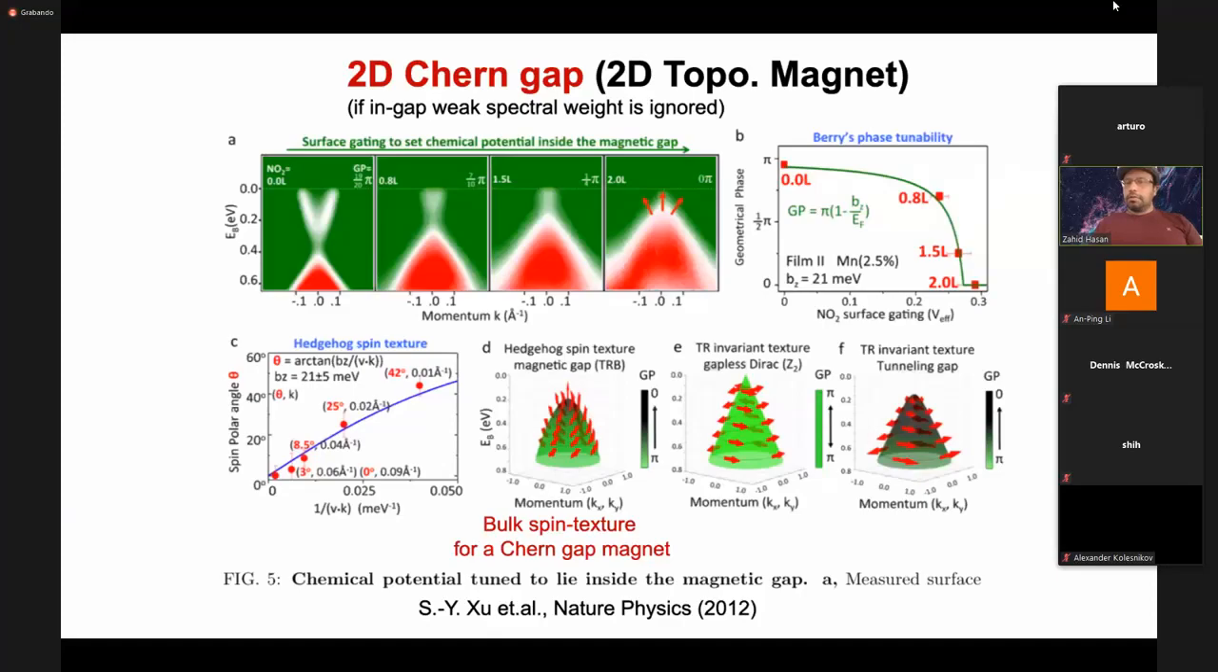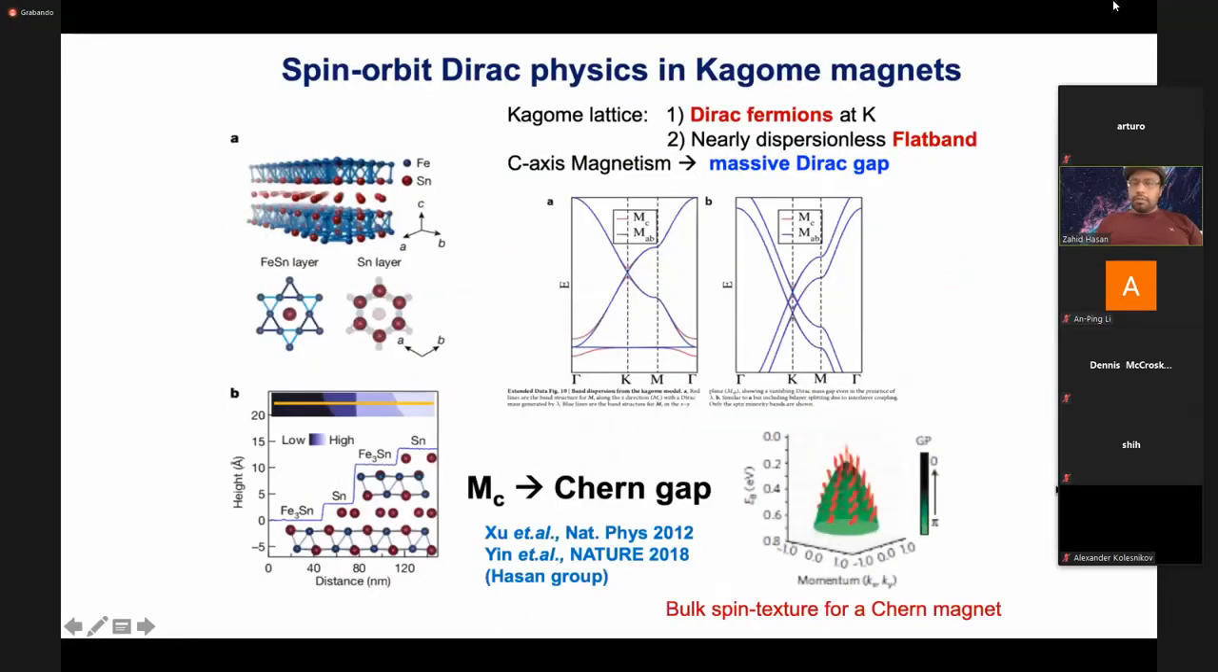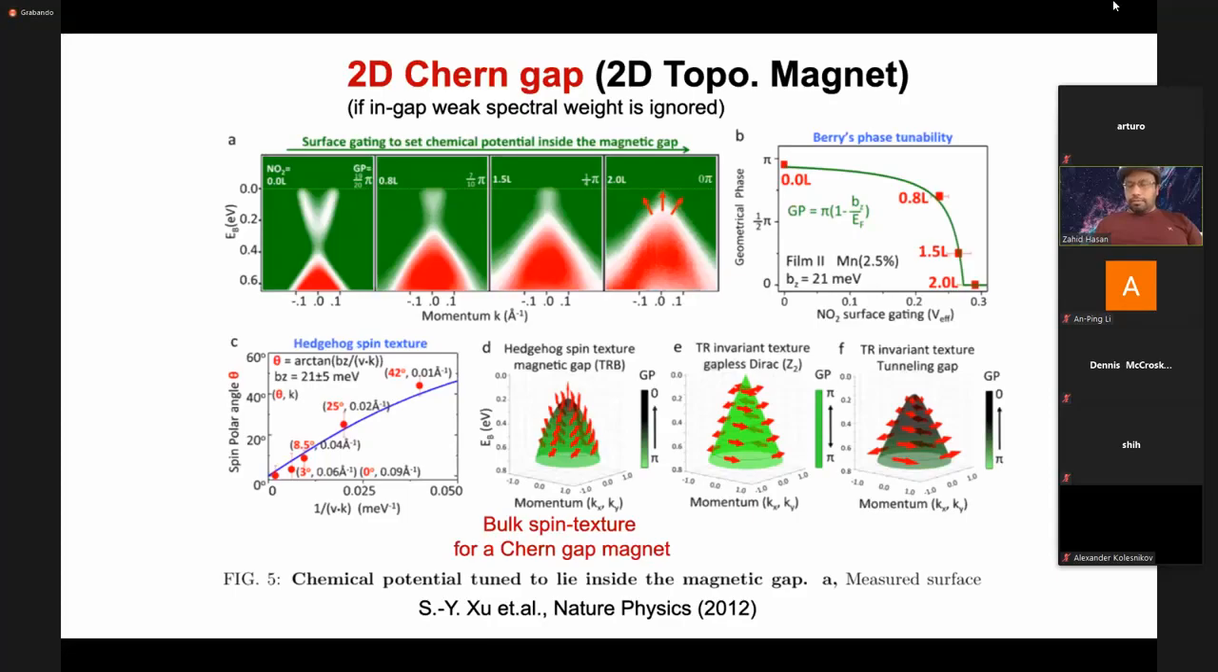All these were done in UHV. We cannot do transport on this Chern gap magnet. So we could not demonstrate that this Chern insulator shows quantum anomalous Hall effect. So that was the limitation. But it is a Chern insulator. There is no other way of explaining this thing.